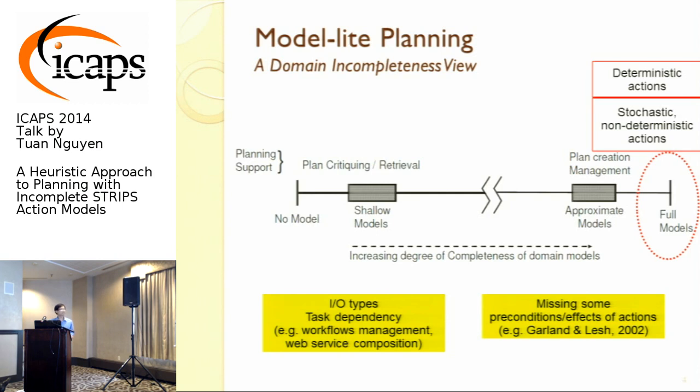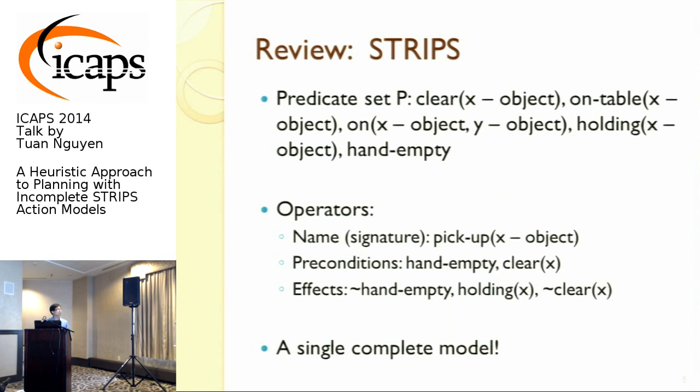In this particular work, I will talk about planning where we have an incomplete action model. In particular, I consider the minimal extension of the simplest action model, which is STRIPS, so I consider incomplete STRIPS. First of all, in STRIPS, we assume that we have a complete set of predicates. For example, in the gripper domain, we have predicates: clear X, an object is clear; an object is on the table; an object X is on top of Y; and holding an object X. The operator can be, for example, pickup, where the preconditions need to be hand empty, object is clear, et cetera, and we have add effects and delete effects, and these sets are completely specified. This is a single complete model.